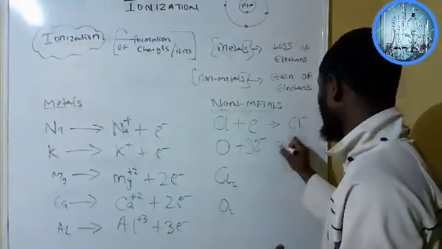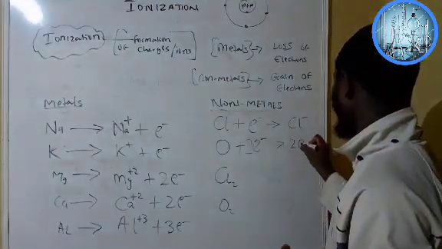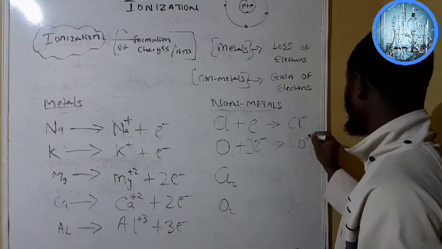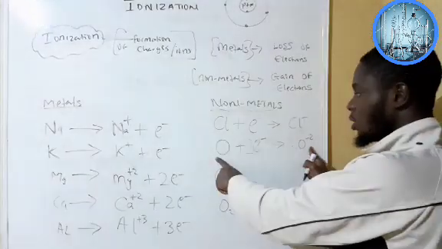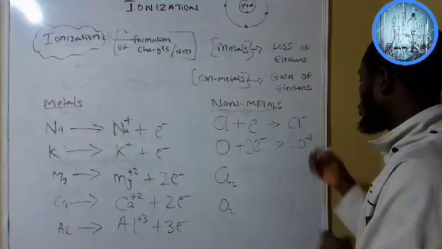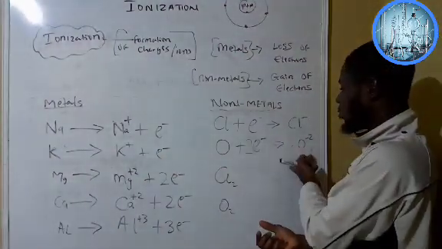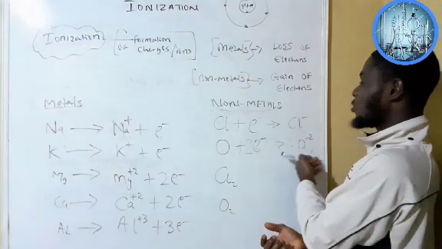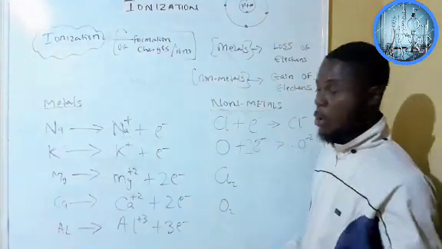Then we now have 2 O. Now we have something like this, O minus 2 for a single atom of oxygen. It will now be O minus 2, okay? O negative 2. That's why you show that this is the valency, the ion that is formed by 1 atom of oxygen.